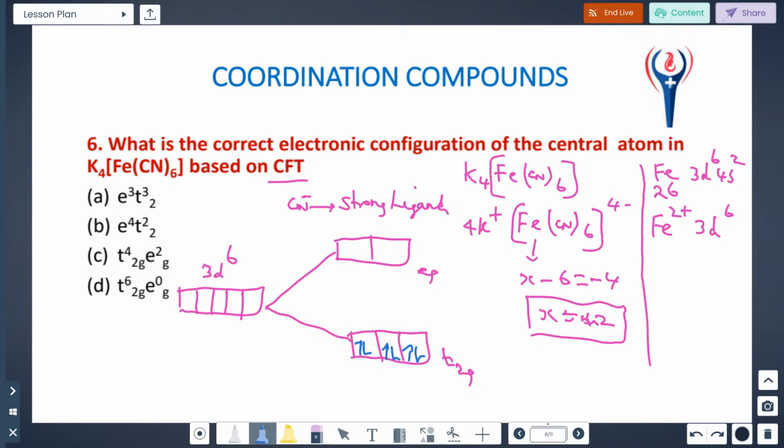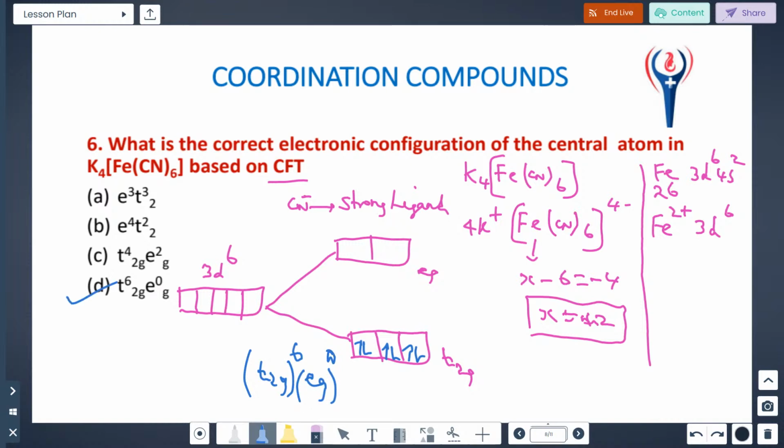T2g6, no? T2g has 6 electrons and eg has no electrons, so eg is 0. So now see the option: T2g6, eg0. That's the correct one. Understood?